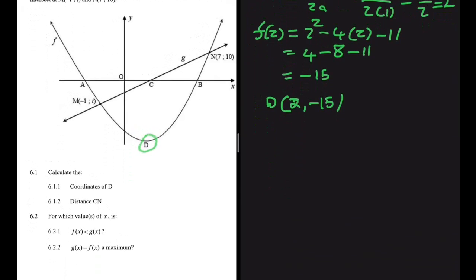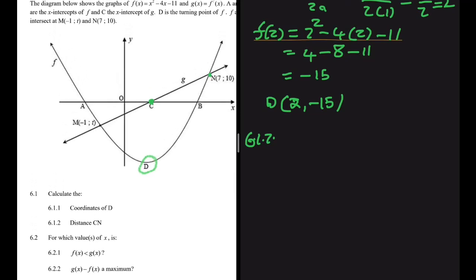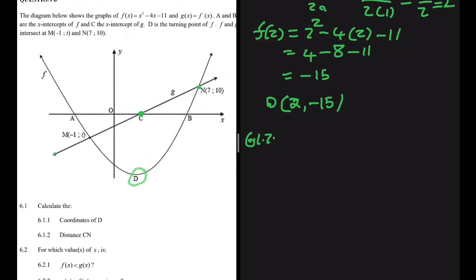So now let's go ahead and do 6.1.2. Let's calculate the distance cn. So here's c at this point, and n is right here. But we don't have the coordinates of c. If we had an equation for this graph, g of x, a straight line, it would be easy to find the coordinates of c and consequently find the distance cn. But we're told in the question statement that g of x is equal to the derivative of f of x, so we can just differentiate f of x and have g of x.